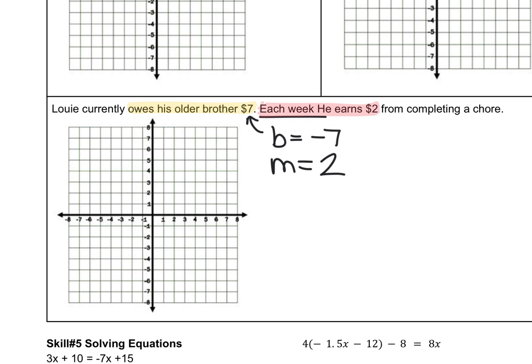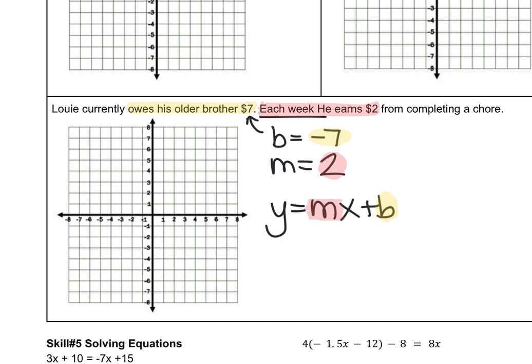So then we'll plug this in our equation, y equals mx plus b. I'll plug in my 2 pieces here. m, the slope, is 2. I get $2 every single week. That's my unit rate. And then b, the y-intercept, my starting value. I am starting by owing $7. So I'm starting at -7.